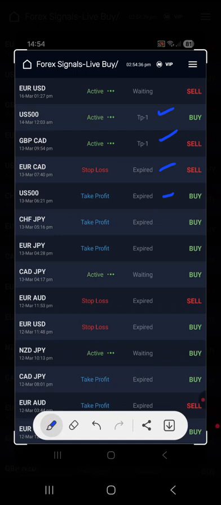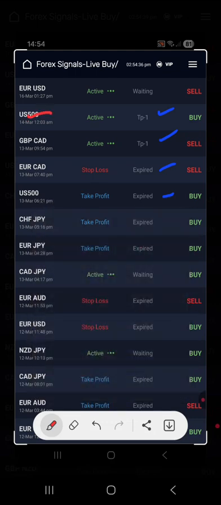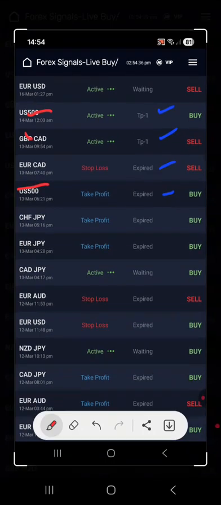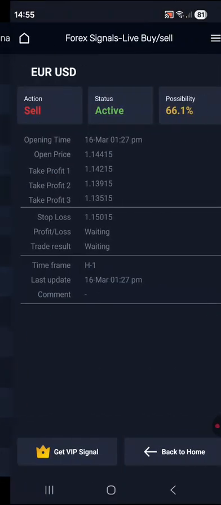But these are the signals. Just to mention, we do not trade US 500. That's the S&P 500. We do not trade British pound, so we will not be trading British pound. We will not be trading gold. Okay, so let's go with this Euro USD.